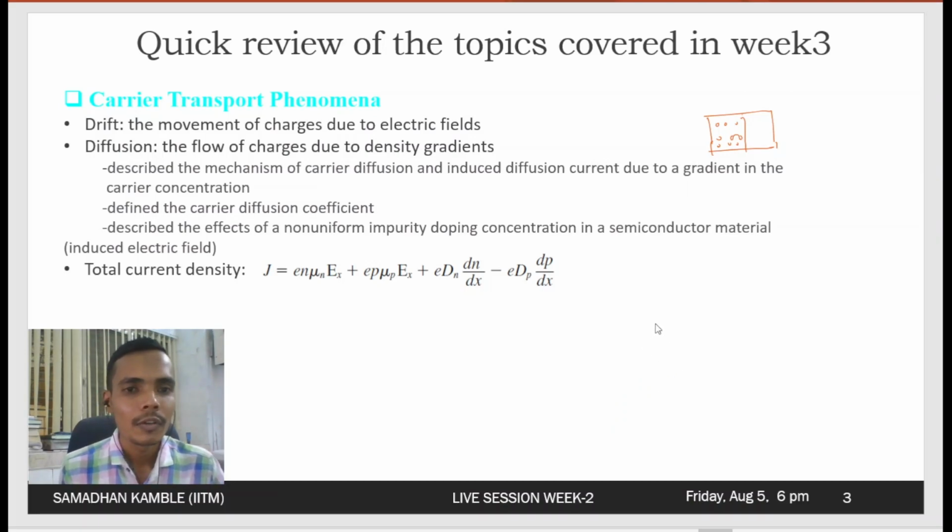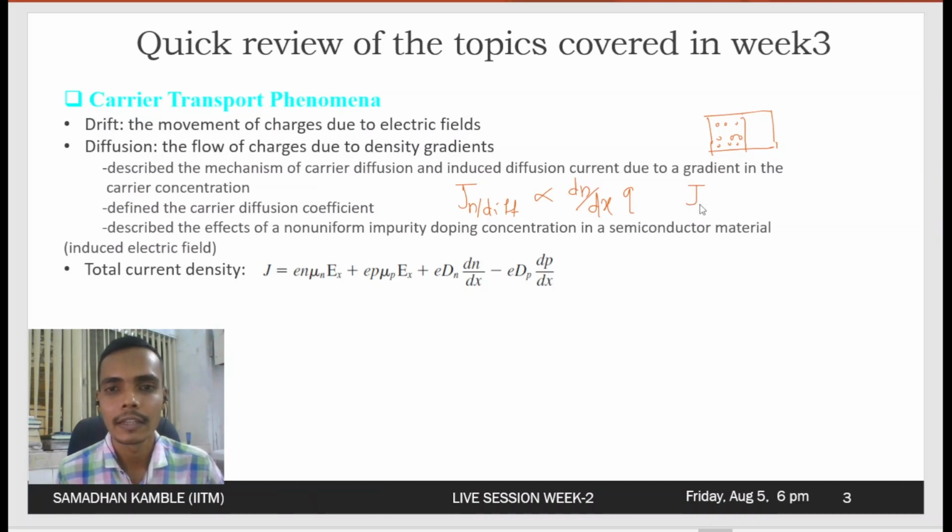So this is to show you diffusion in a simple gas container with a membrane. We also talked about the carrier diffusion coefficients. Our diffusion current density for electrons is directly proportional to the density gradient, dn by dx, and is also proportional to the charge. Similarly, for holes, J_p diffusion is also proportional to the charge and the density gradient, dp by dx.